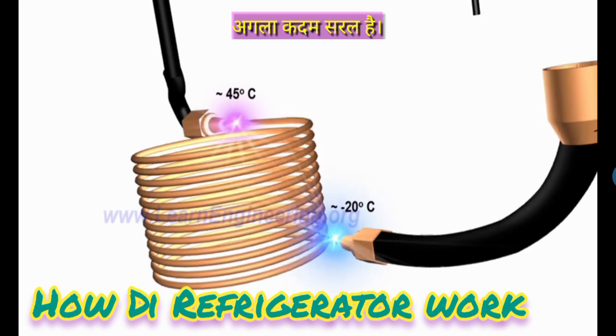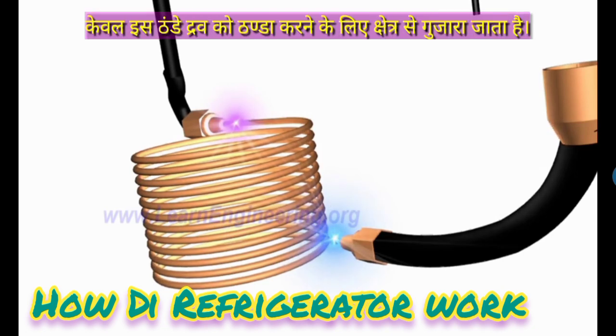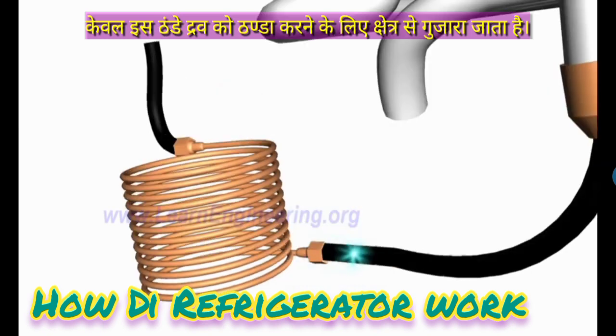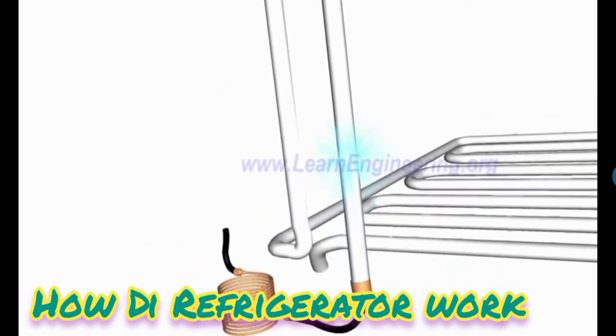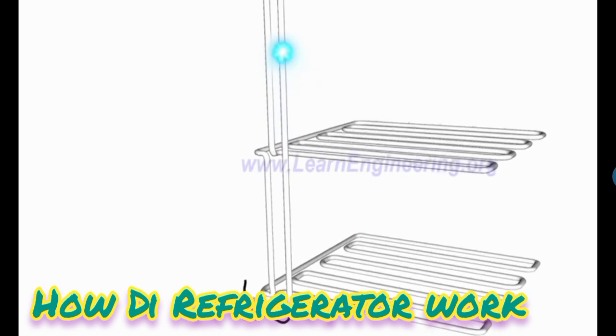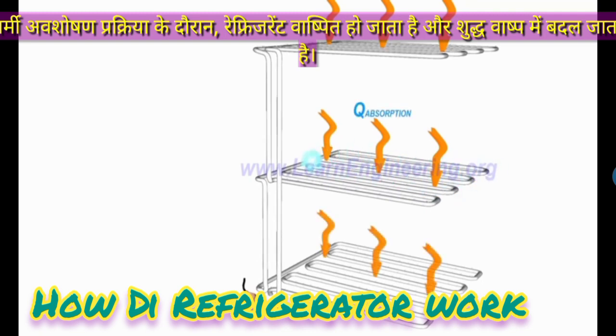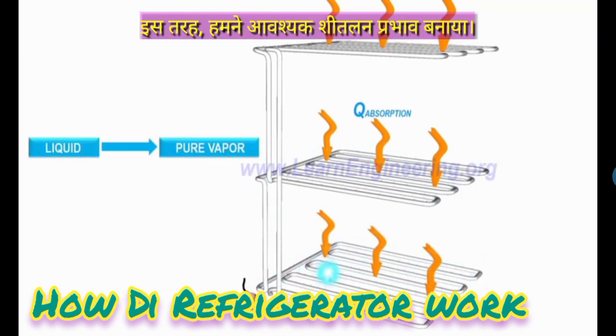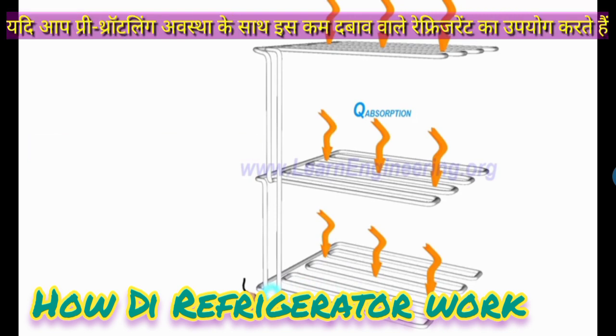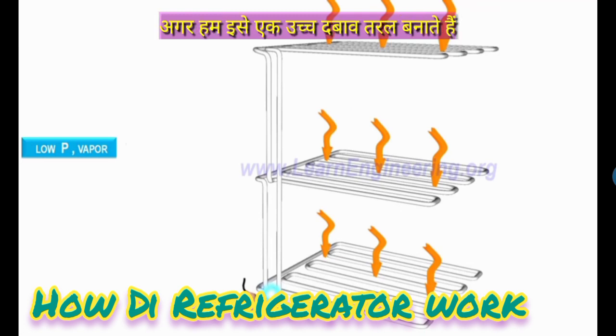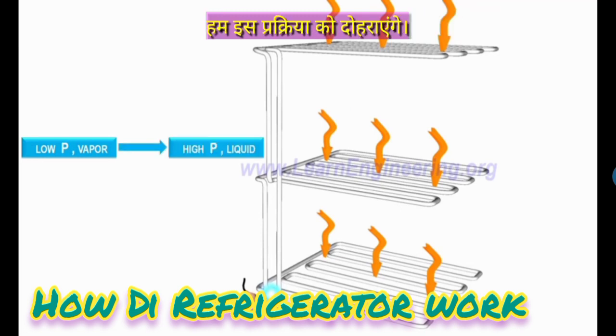The next phase is simple. Just pass this cold liquid over the body where you have to absorb heat. During the heat absorption process, the refrigerant further evaporates and transforms into pure vapor. So we have produced the required refrigeration effect. If we can take this low-pressure vapor refrigerant to the state before the throttling process, that is, the high-pressure liquid state, we will be able to repeat this process.